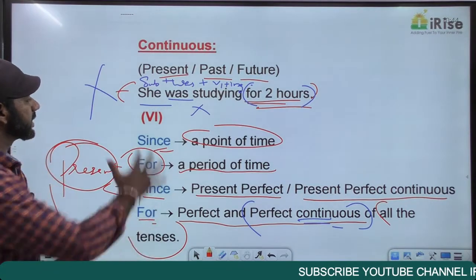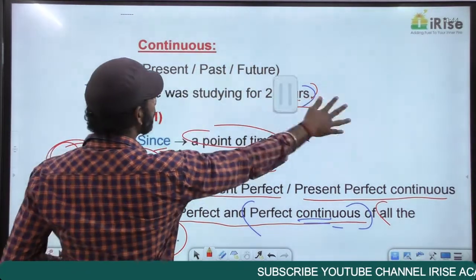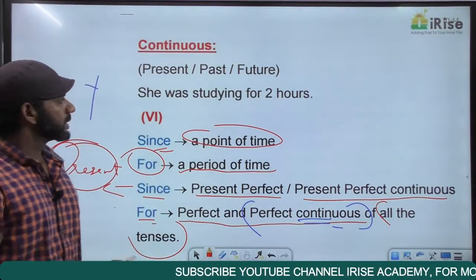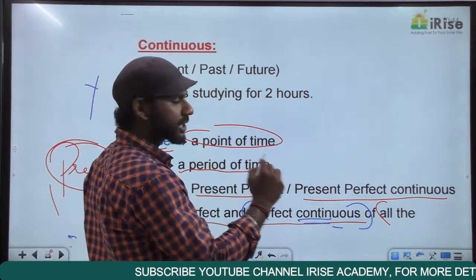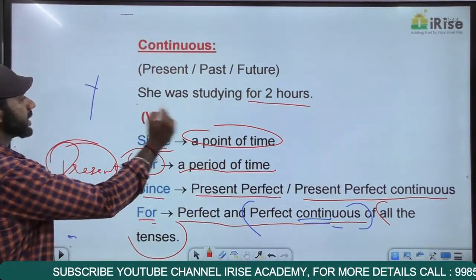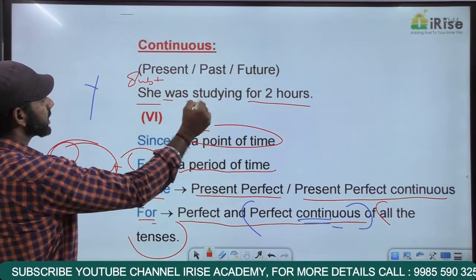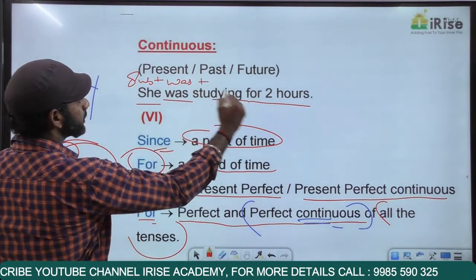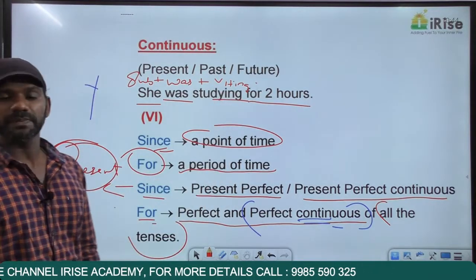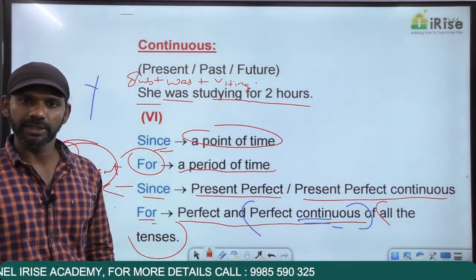She was studying for 2 hours. 2 hours is period of time, duration. So for 2 hours is a correct usage. She was studying. The subject here is she plus was plus V1 plus ing. Subject plus was plus V1 plus ing is past continuous.